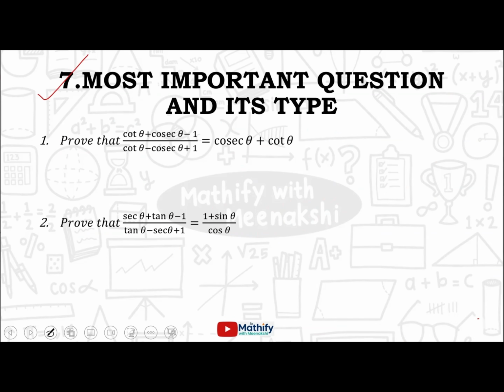Most important question type. Under this topic, I have written three questions for you. Just observe this type. Here, in numerator and denominator, we have three terms and all are same: cot theta, cosec theta and 1. What is different? Their sign. So in this type of question, you have to just see the 1 in numerator. Now we have to replace this 1 with the help of an identity that involves cot and cosec. We know that there is one identity: cosec square theta minus cot square theta is 1.